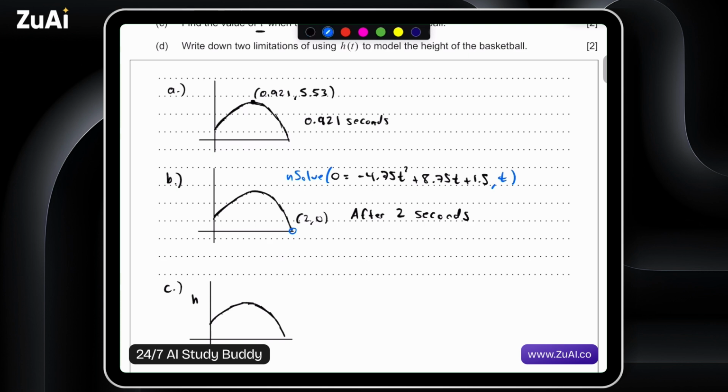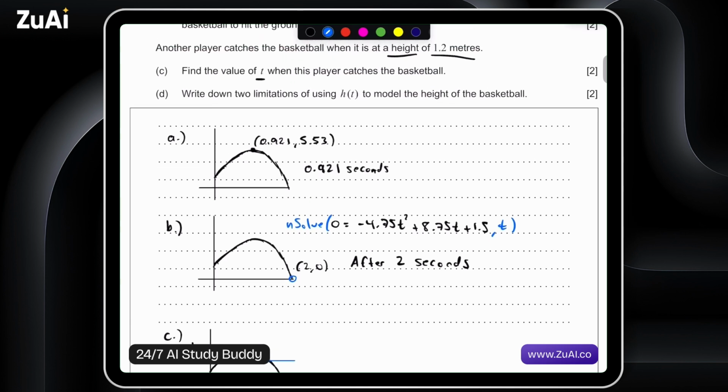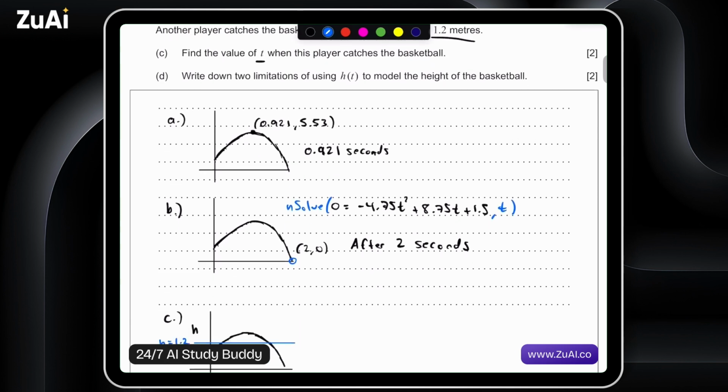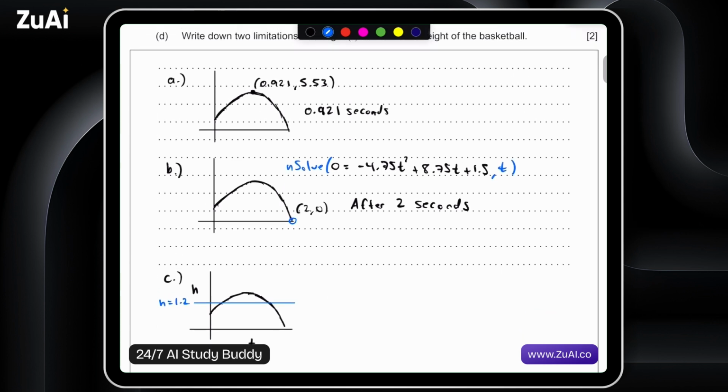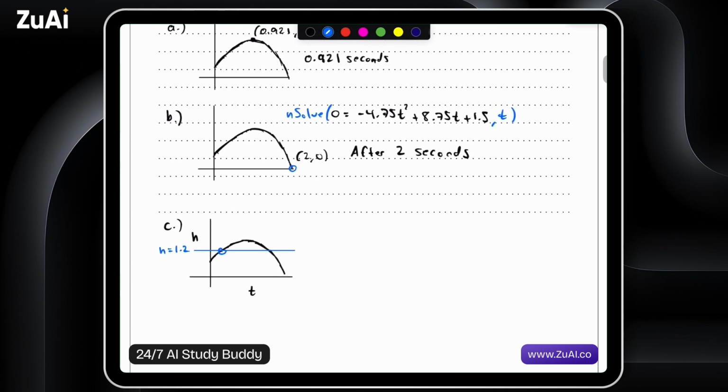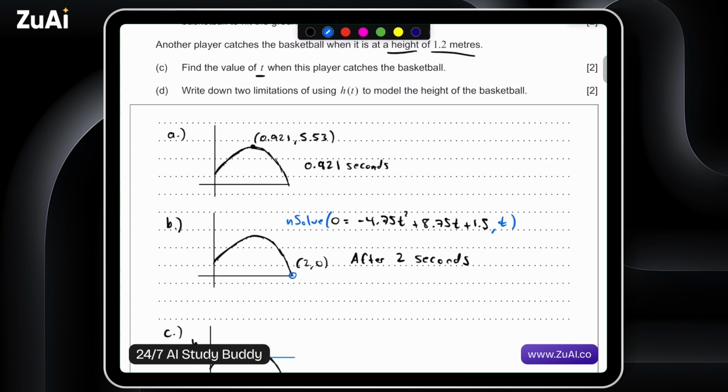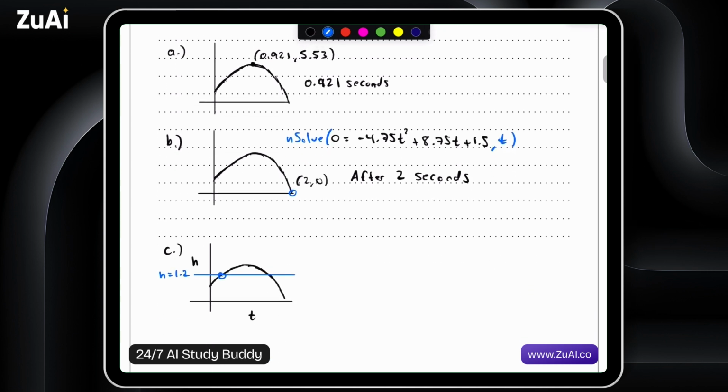And what is going on here is there's someone who's going to catch this ball when h is equal to 1.2 meters. We want to find the time at which this player catches the ball. This would be a dangerous one to use nsolve, because nsolve would only find the first value. But it'd be unlikely for this player to catch the ball on its way up. That wouldn't make a lot of sense. So really, we're looking for this point right here.